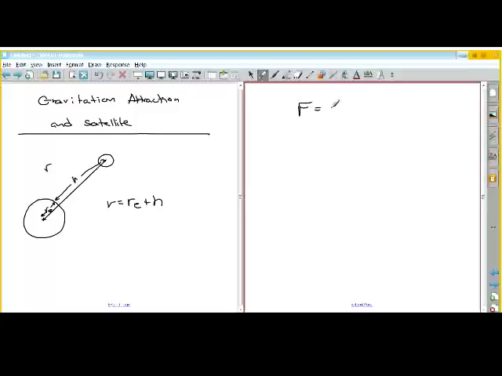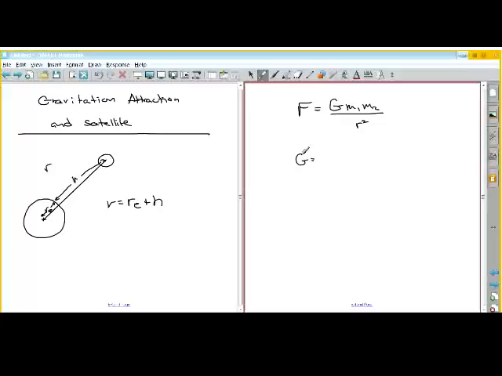So Newton's law of universal gravitation says there's a force of attraction between two bodies which is equal to the universal gravitational constant times m1 times m2, these are the masses of the two bodies, divided by the distance from the centers of the two bodies squared. So that's what those are.